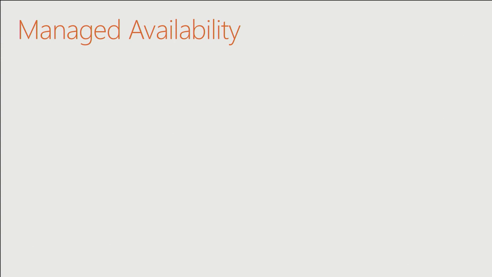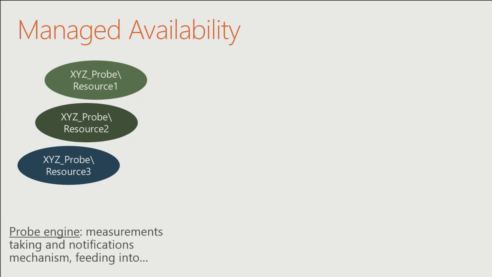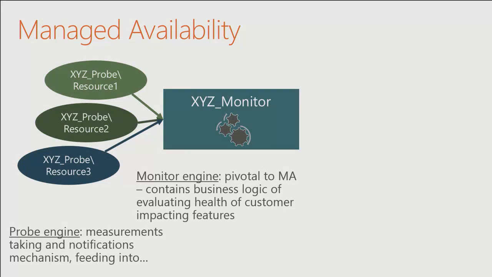It's easy to think of managed availability from a high altitude as three asynchronously running engines. The first engine is the probe engine. Basically, probes are all kinds of measurements of perception of customer experience, in all kinds of shapes and forms. The data collected by probes is fed into the second engine, the monitor engine. I would say this is the central part of managed availability. It's the brains, if you will.